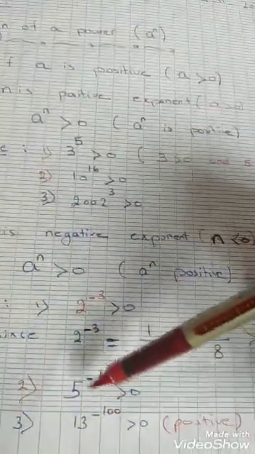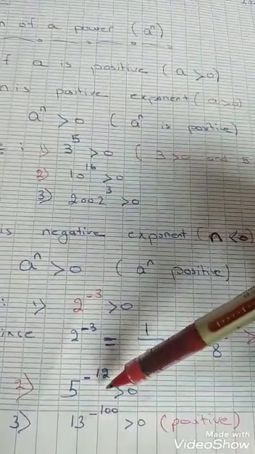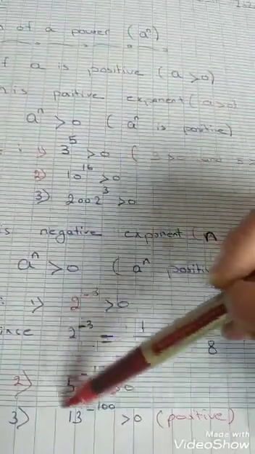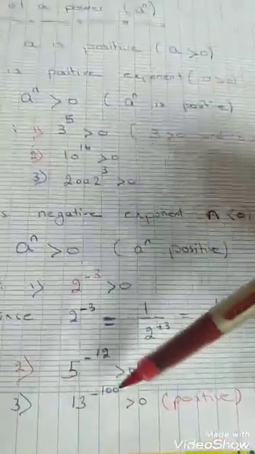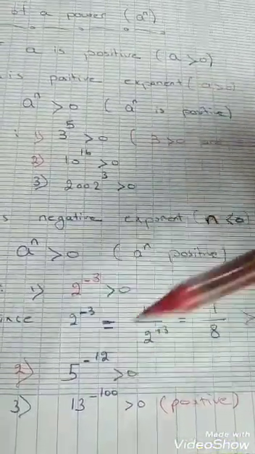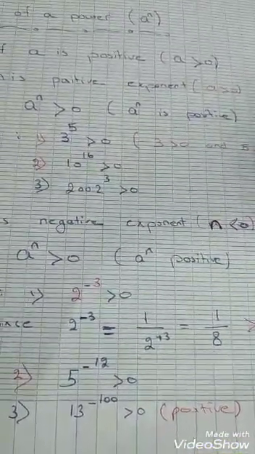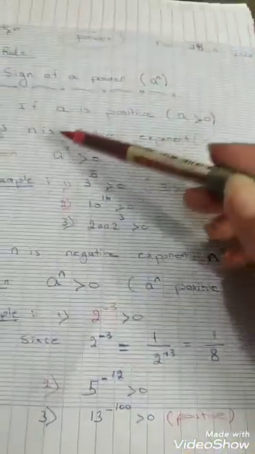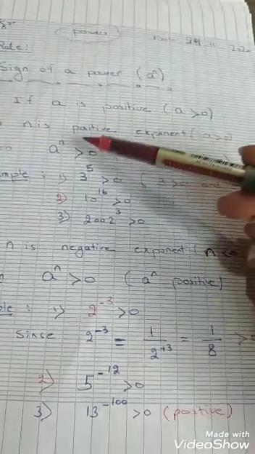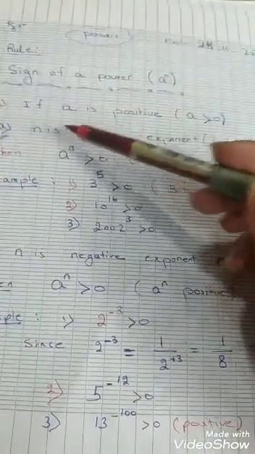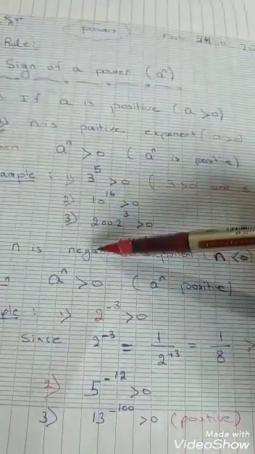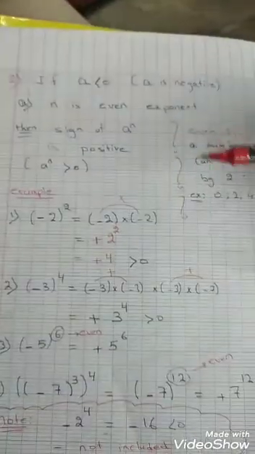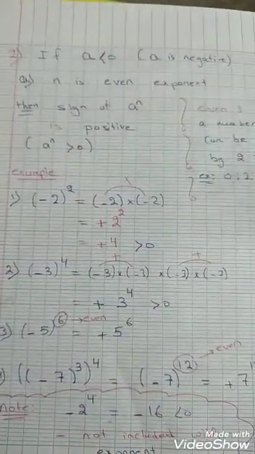Another example: 5 to the exponent minus 12 is also positive, because the base is positive. 13 to the exponent minus 100 is also positive, greater than 0. So the first rule: if a is positive, the sign of a to the exponent n is positive, whether n is positive or negative. Now we will turn to the second rule.